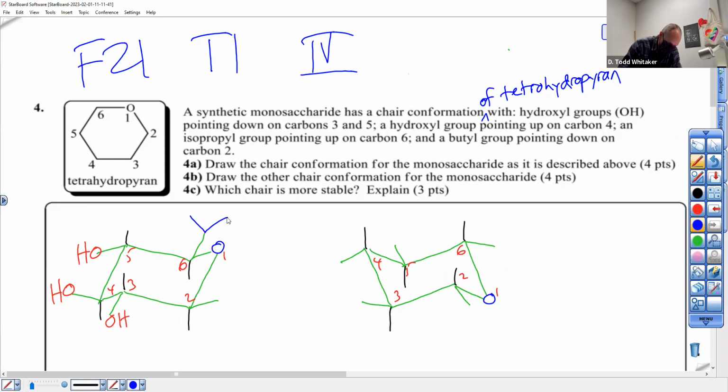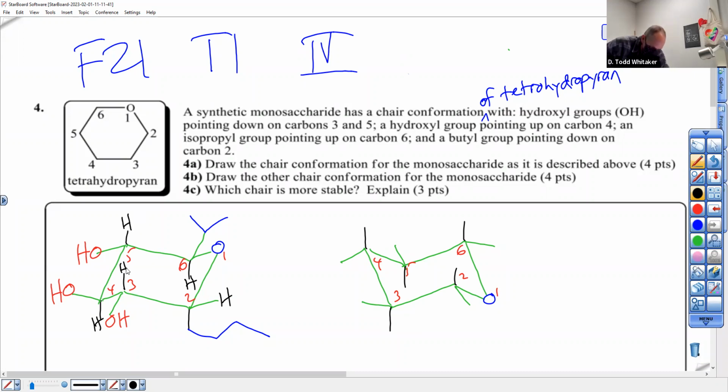And a butyl group pointing down on carbon 2. 2, 3, 4. If you leave it like this, it's worth 4 points. I'm going to give you 3.5. Because the molecule you drew has 1, 2, 3, 4, 5 methyl groups as well, doesn't it? So whatever you didn't put a group on, you better put an H on. There you go. Done.